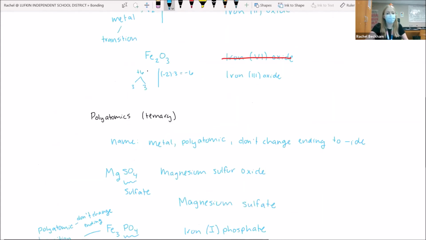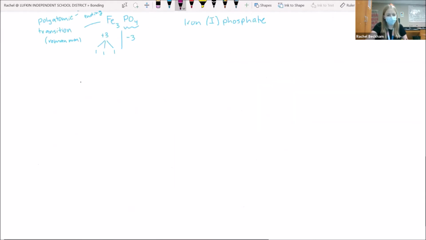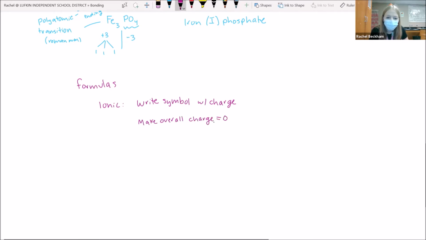Now I'm going to review how to write formulas, so I'll do it in a different color. We've talked about naming, so let's talk about formulas. Okay, so let's just say you've got a normal ionic, right? The main thing is that you write the symbol with the charge that it has, and then you make the overall charge equal 0. And if you need to, you do that by crossing over, the crossover rule. And you can reduce if subscripts have a common factor. That's another little note: if subscripts have a common factor. So I'll show y'all what I mean by that, okay?